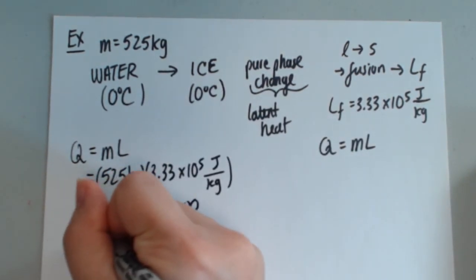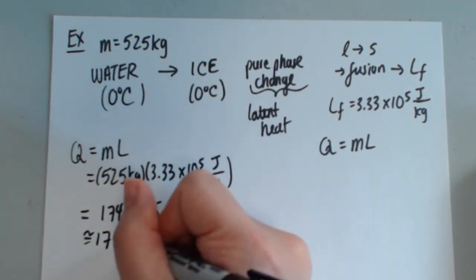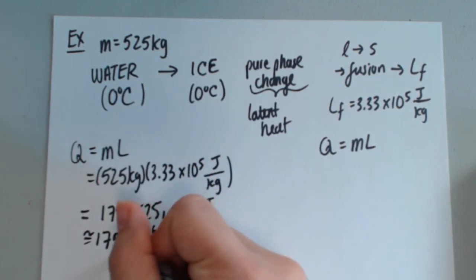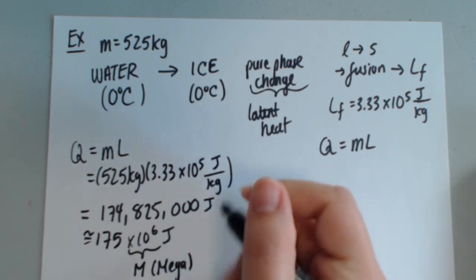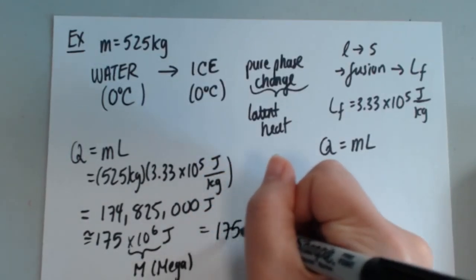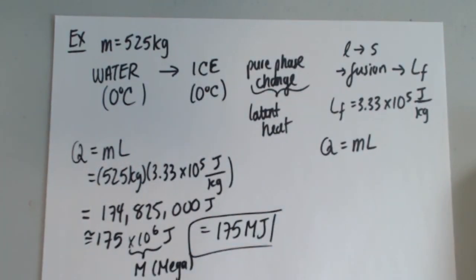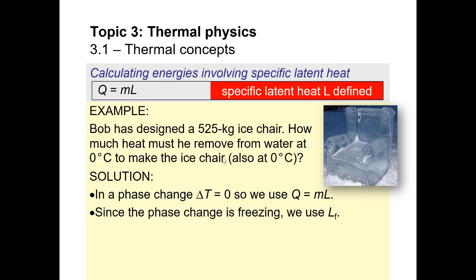So we're going to call this approximately 175. Now, I could say this is times 10 to the 6 joules, and joules times 10 to the 6 is mega. So I'm just going to call this 175 megajoules of energy required to do a phase change of 525 kilograms of water to ice. Okay, let's go back to the slides.